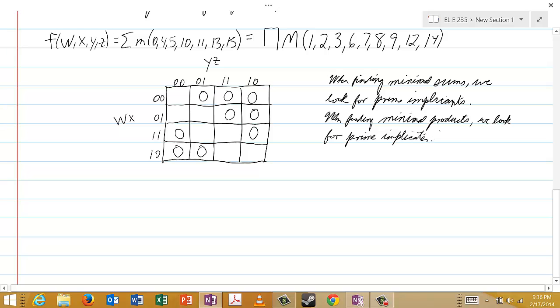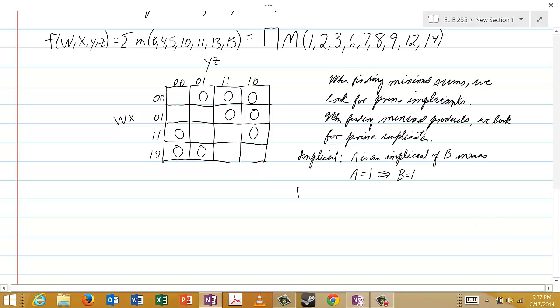And you might be able to guess what these are. Remember, we said that for an implicant, we said the following. A is an implicant of B means A equals 1 implies B equals 1.